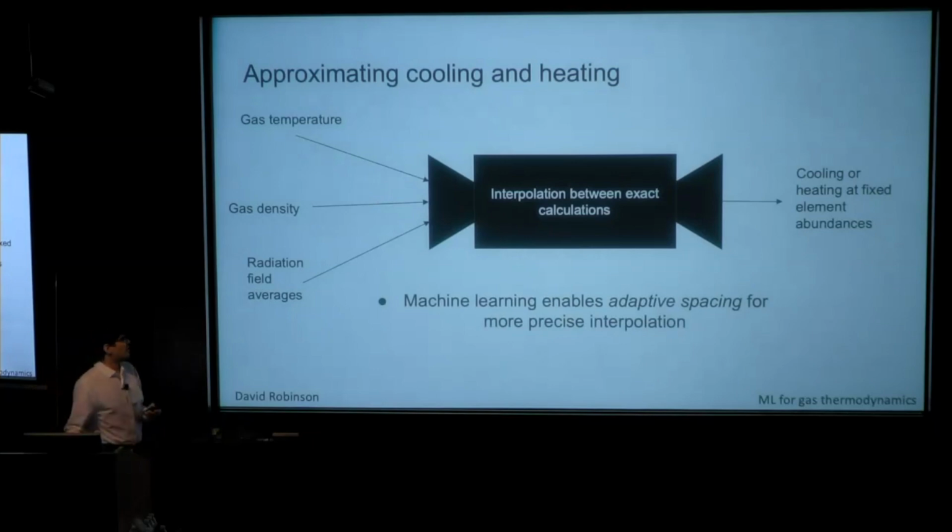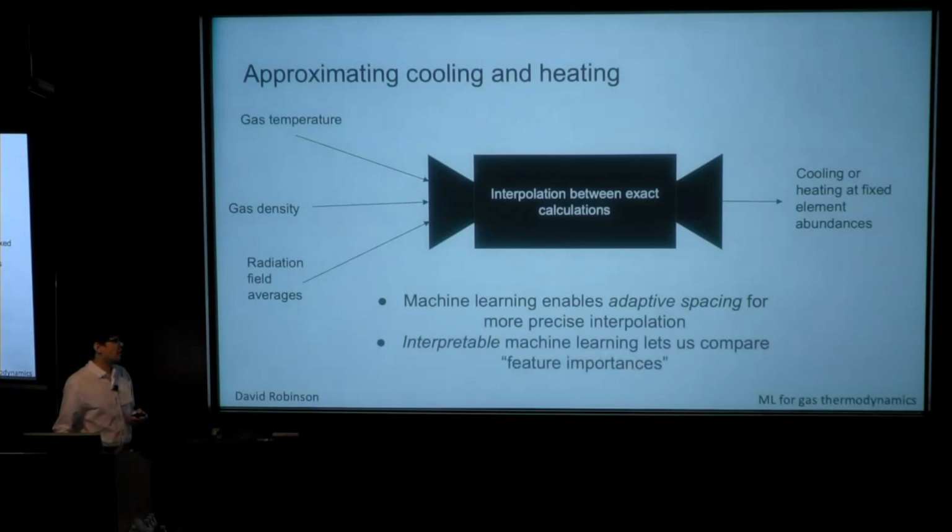Another advantage is that this is a high dimensional problem because there are many different frequency averages of the radiation field that we could consider, and machine learning gives us some nice feature importance and interpretability tools that we can use to study that.